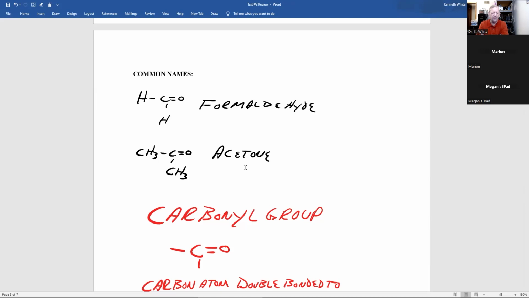Next, the simplest ketone, the common name when R and R prime are methyl, is acetone. Nobody ever calls that 2-propanone. And acetone is one of the 2 molecules, I'll teach you the other one later in the video, in nail polish remover. So you should know acetone, nail polish remover, and it's a ketone.